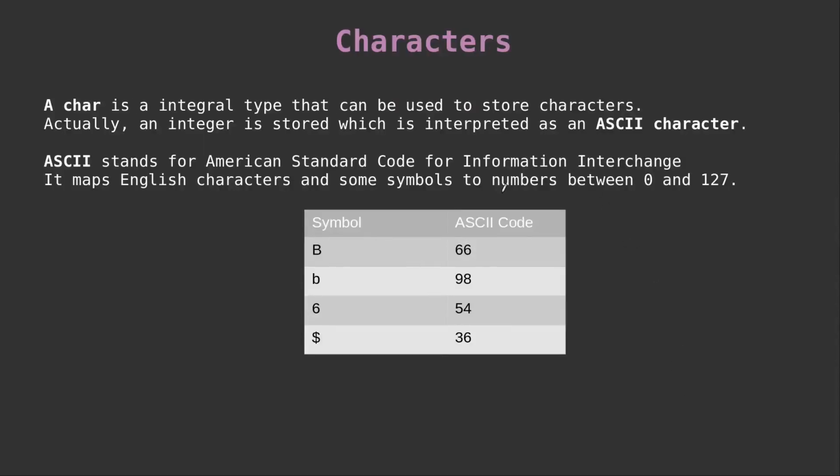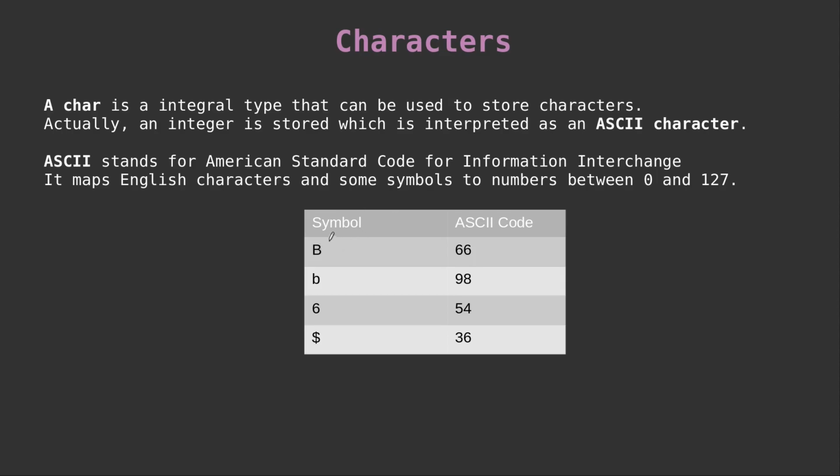The next data type we'll be talking about is characters. So characters, or char for short, is an integral data type which is used to store characters. Actually, an integer is stored which represents this character, and this number stored is defined by ASCII. ASCII stands for the American Standard Code for Information Interchange, and it mainly maps English characters and some symbols to numbers between 0 and 127.